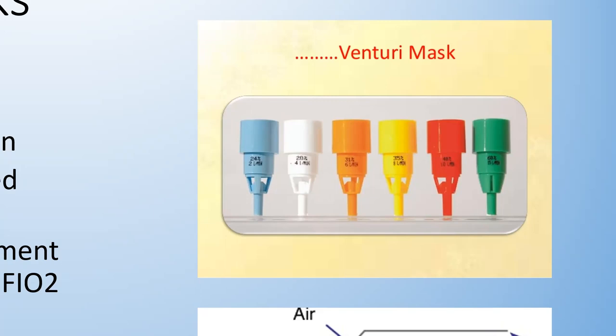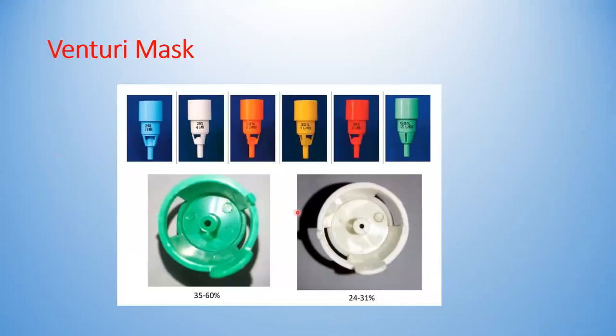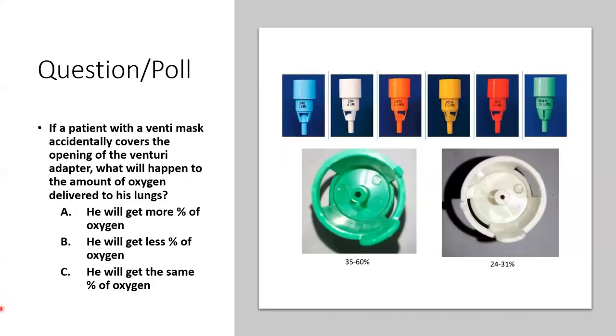All right. So remember now that these openings right over here are very, very important. So you should always make sure that you're going to guard these openings. So I have a question. If a patient with a Venturi mask accidentally covers these openings with, let's say, the blanket, what will happen to the amount of oxygen delivered to his lungs? What will happen?